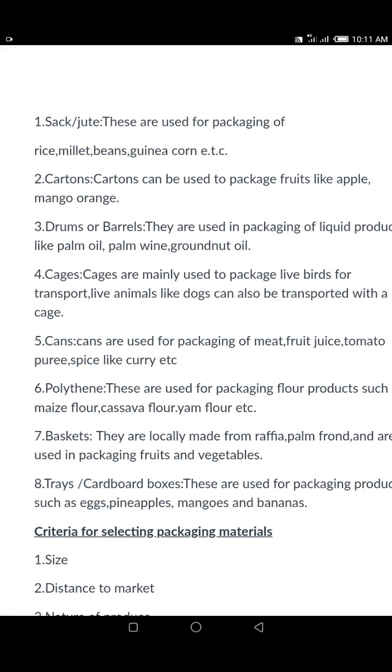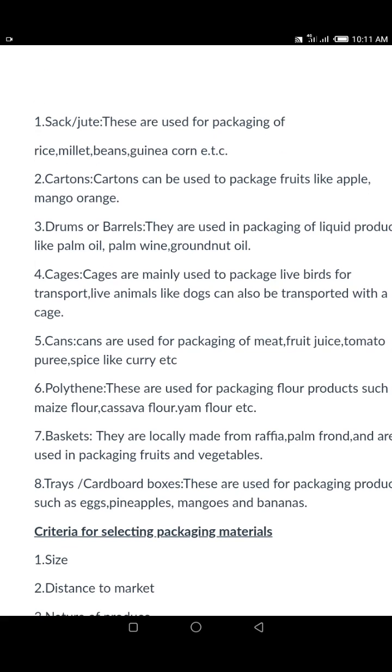Then let's talk about cages. Cages are mainly used to package live birds, especially when they are being moved from one place to another. We also have live animals like cats and dogs. They can also be transported with the use of cage.